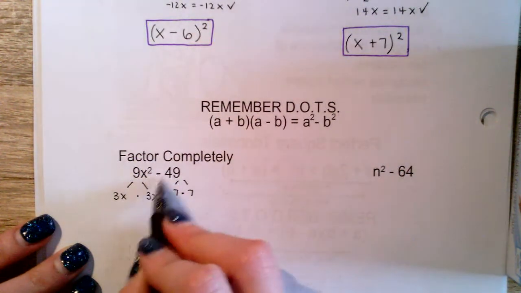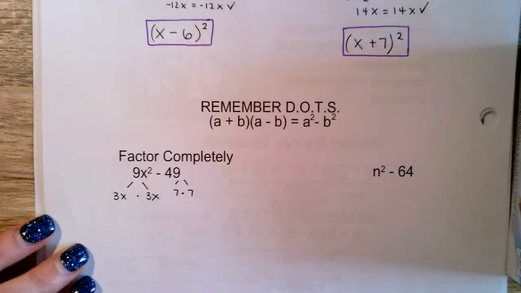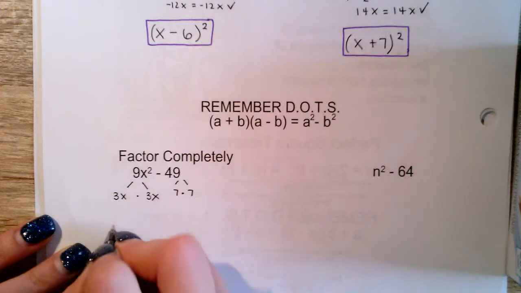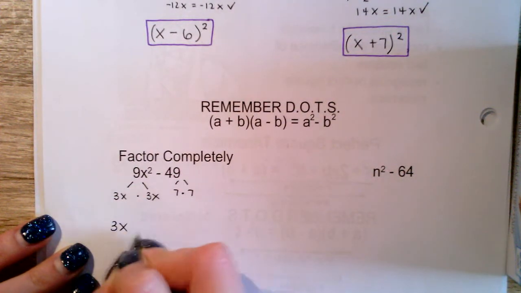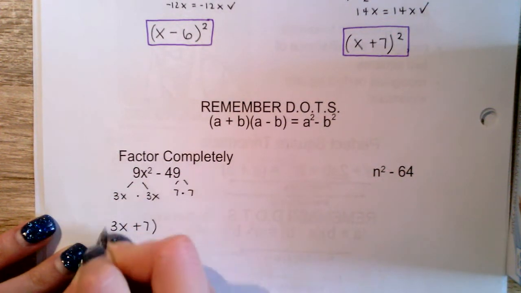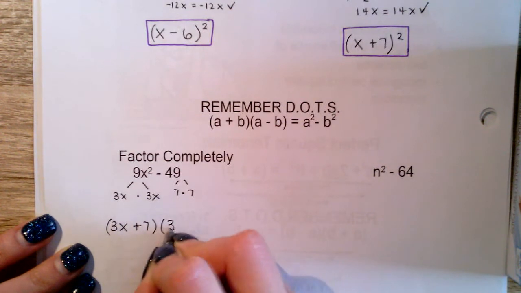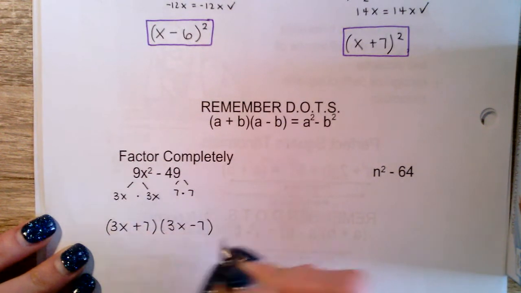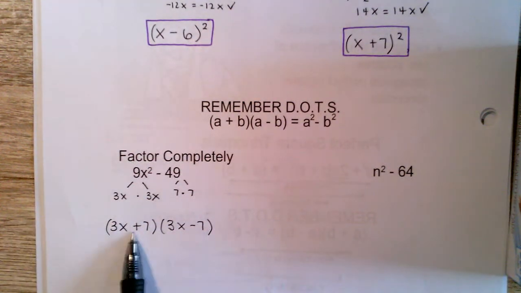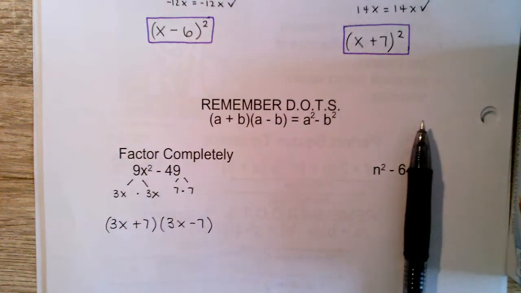So there's no middle term to test here. We don't ever have a middle term. It's just a difference of two squares. That means one of our factors is going to be 3x plus 7, and the other factor is 3x minus 7. And again, the reasoning for having one plus and one minus is why our middle term cancels out.